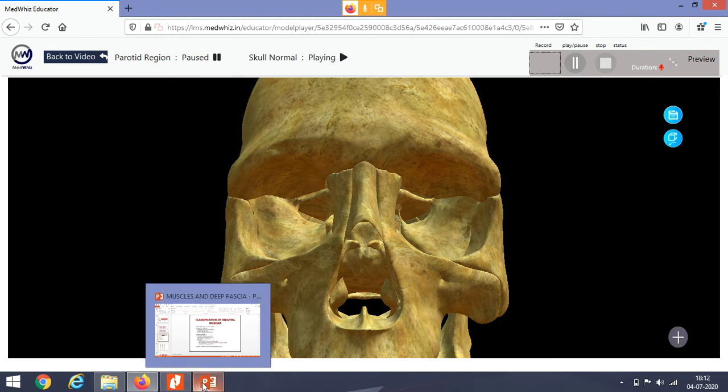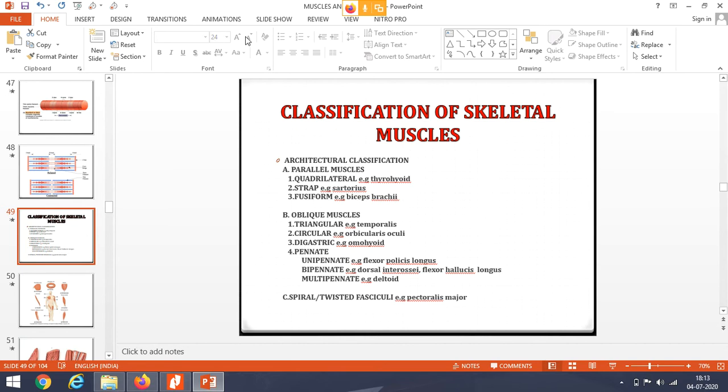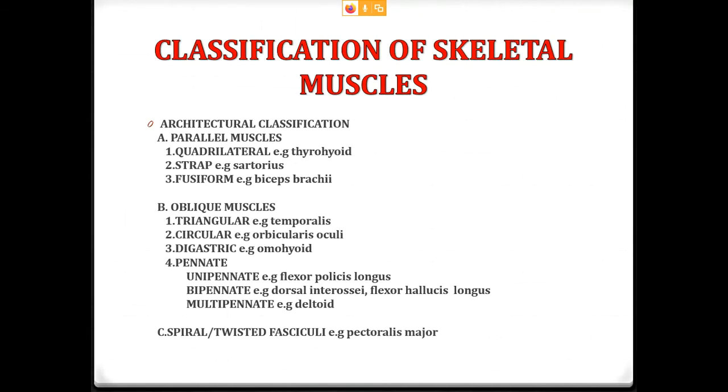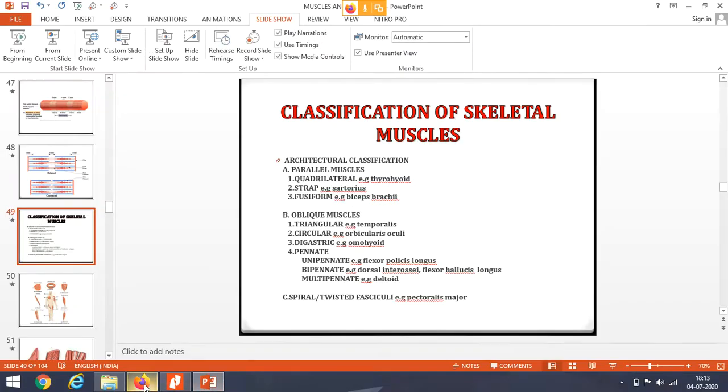So, coming to the next features of the muscles, the classification of the muscles. These muscles are divided or classified into different types according to different properties. Suppose we take the architectural classification; architectural classification means the shape is different in some muscles. Some muscles are parallel muscles. For example, some muscles are quadrilateral, called thyroid, and some muscles are strap muscles called sartorius, and some muscles are fusiform in shape. For example, biceps brachii. And some muscles are oblique in nature, they are triangular muscles. Example, temporalis muscles.